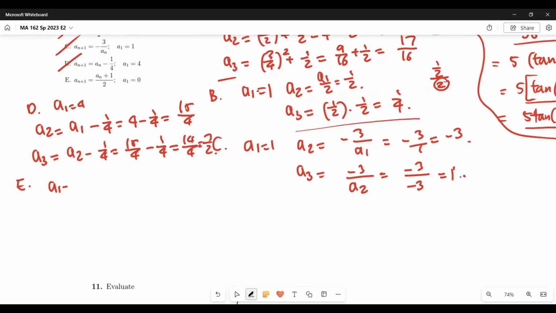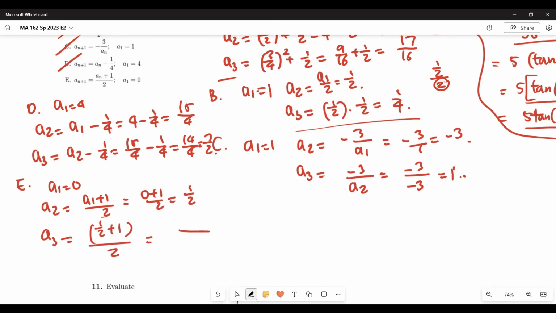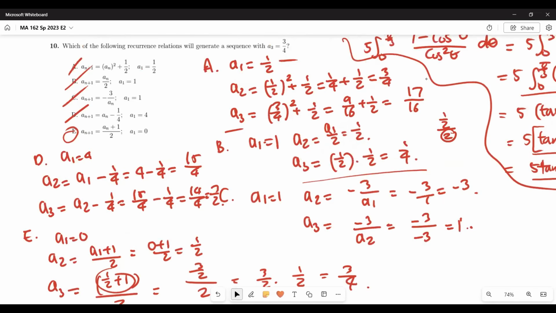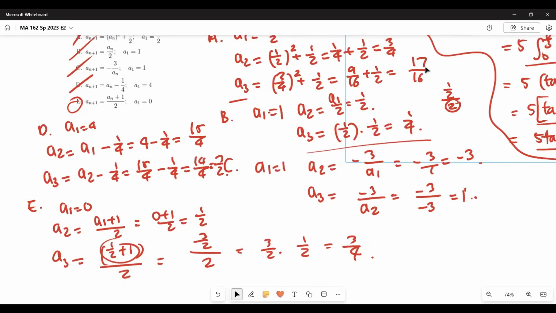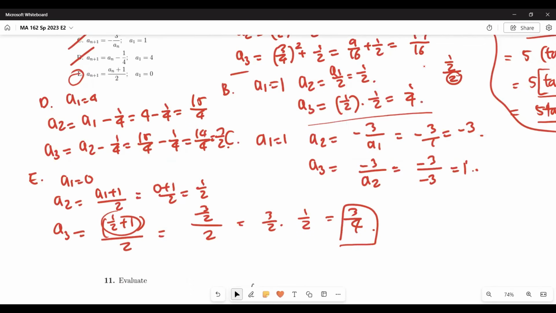E is A1 is 0, A2 will be A1 plus 1 over 2, so 0 plus 1 over 2, 1 over 2. A3 is 1 over 2 plus 1 and divided by 2, right? So this is 3 over 2 divided by 2, which is 3 over 2 times 1 over 2, so 3 over 4. So this is the right answer, and by the process of elimination, we already figured out E will be our answer, and we also confirm that it's 3 over 4 by calculating. So that is the answer.